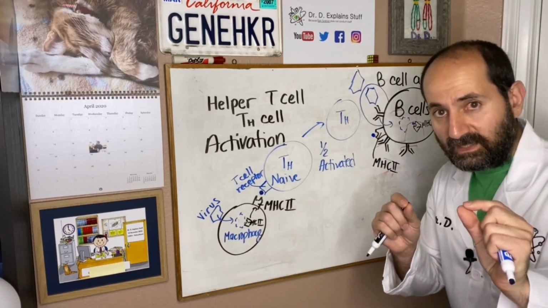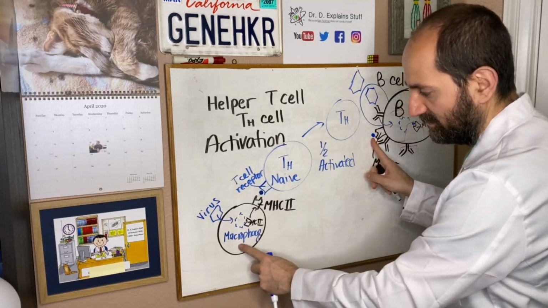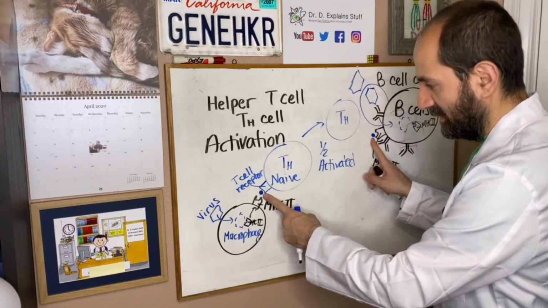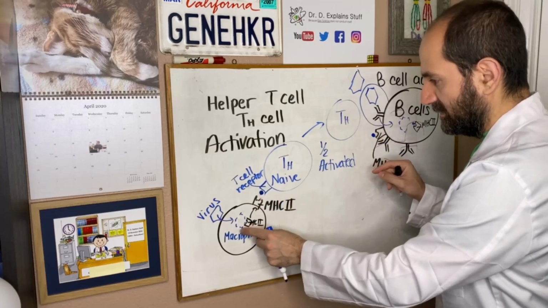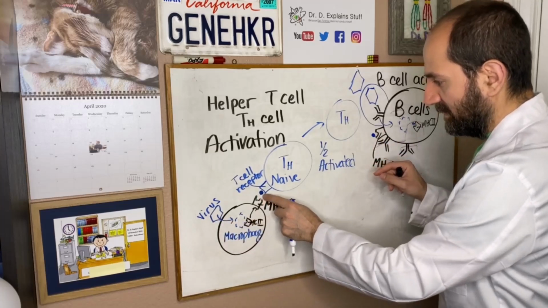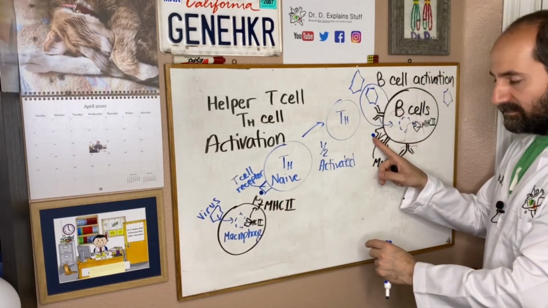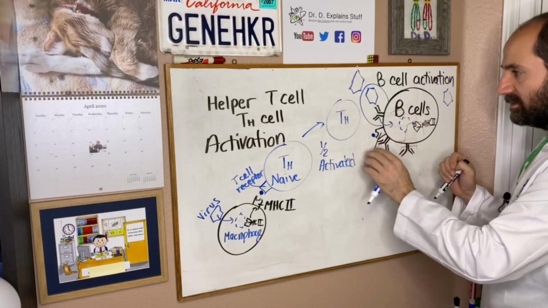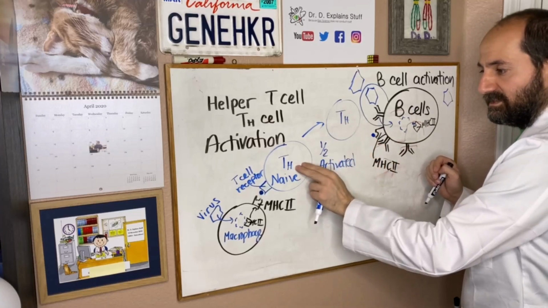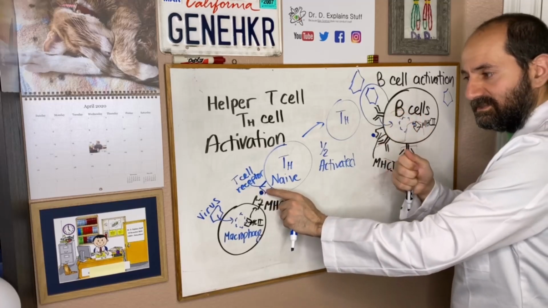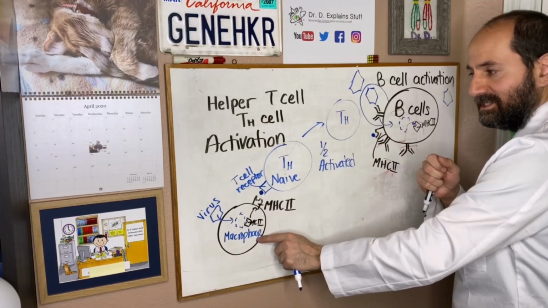And guess what? It has to be the exact same antigen as this macrophage was presenting. You see, these two have to be identical. The virus antigen that's presented by this macrophage has to match the virus antigen presented by this B cell to be recognized by the same helper T cell. This helper T cell had the right key, right? The right T cell receptor to recognize this viral antigen presented on this macrophage.